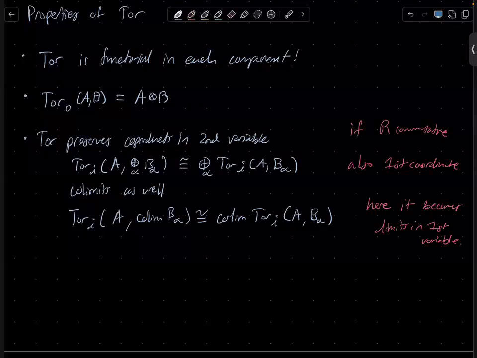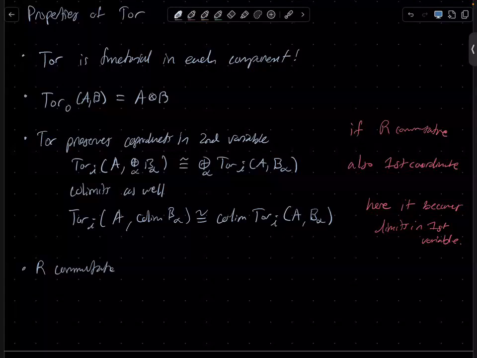Okay, so another thing is that if your ring is commutative, then Tor is actually symmetric in its components. So Tor_i of A, B is isomorphic to Tor_i of B, A. Nice. And okay, last thing is you get both long exact sequences for Tor. I'm not gonna write them down. They kind of suck.